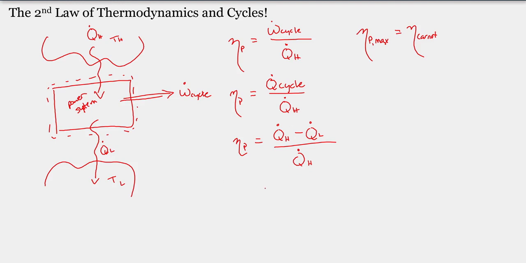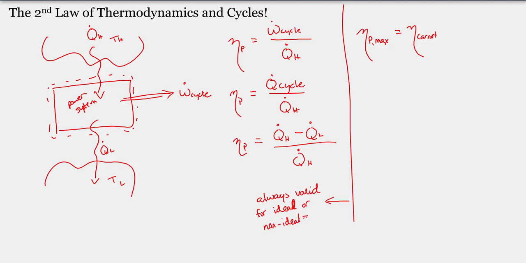But if you look at this expression, and again, everything on this side of the line is valid for any power cycle anywhere, ideal or non-ideal. These are always valid, right? This is just a definition of an efficiency, and then when we do the substitution from work transfer to heat transfer, that's just a statement of the conservation of energy, statement of the first law. So these are always valid for ideal or non-ideal systems. And non-ideal systems is another way of saying real or actual systems.